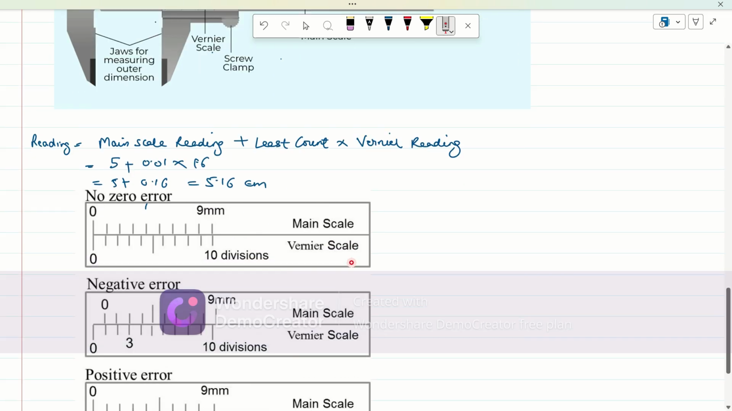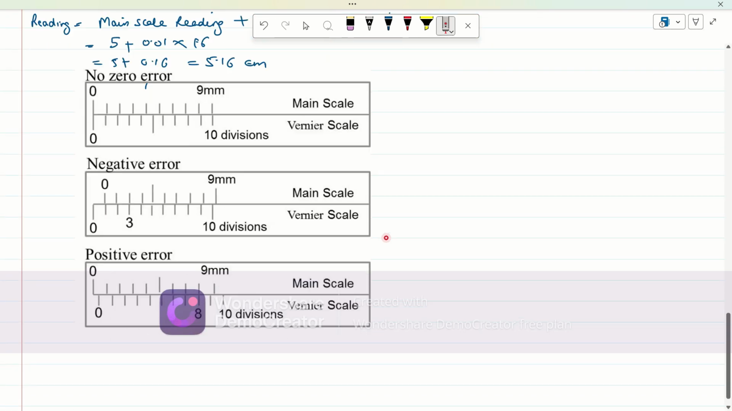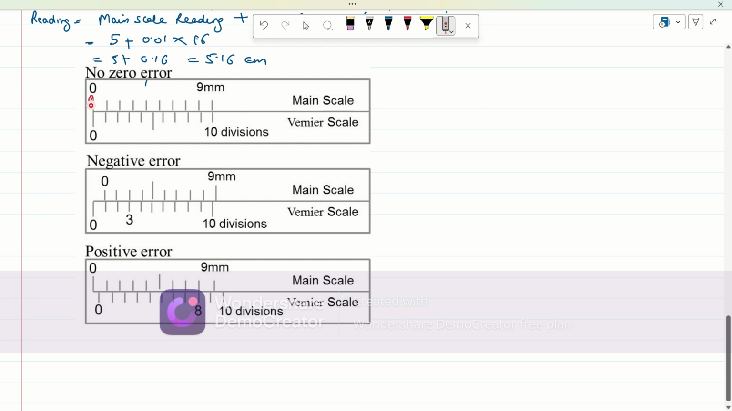Again, in the vernier you have to ensure that there is no zero error. If there is no zero error, then these zeros will coincide. If this 0 is toward the left-hand side, this means there is zero error, that is negative error, so you will add the value. And if it is toward the right side, then there will be positive error, so you have to subtract that value.